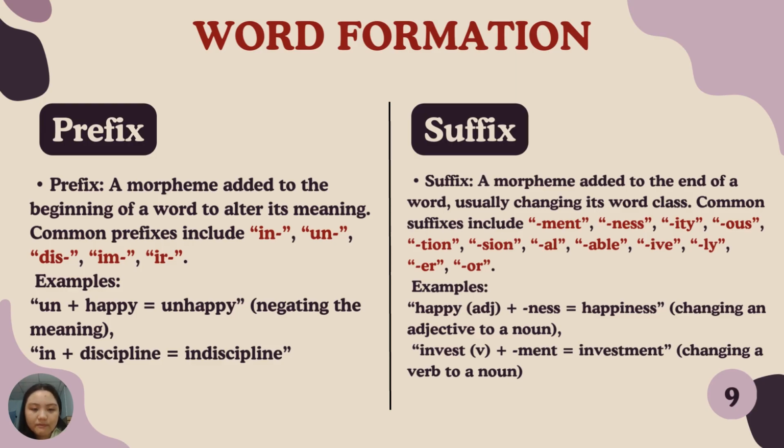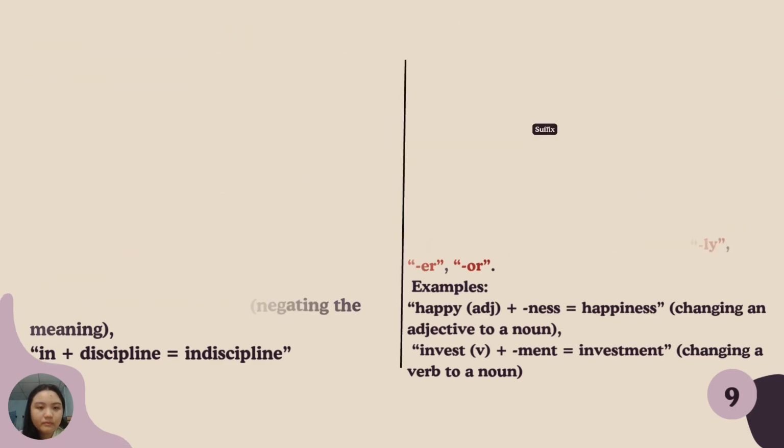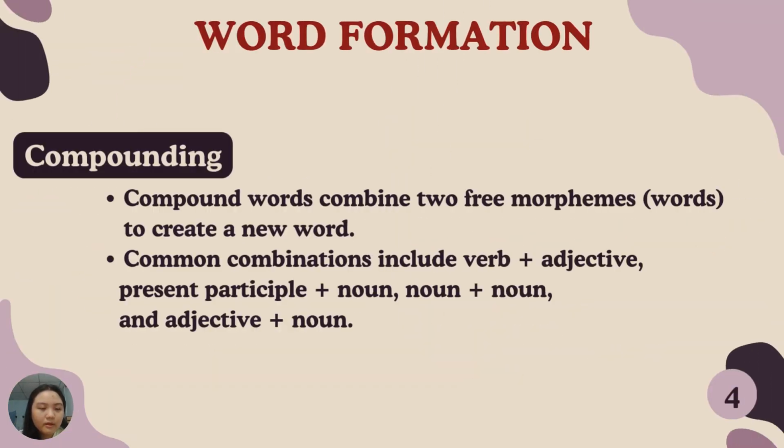Or another, we have the verb invest, and then we add the suffix ment. We have a new word here, investment, changing a verb to a noun. We move to compounding in word formation.